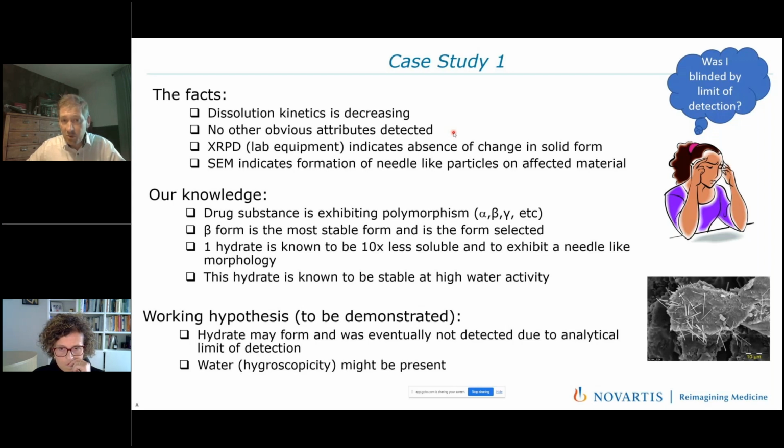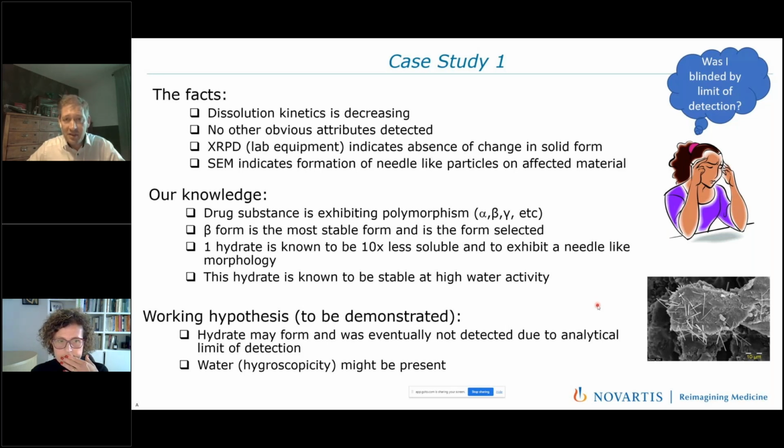And we looked at the properties of the drug substance itself. It shows polymorphism. We had selected the most stable form, and we knew that one hydrate could exist, and that this hydrate has much lower solubility compared to the form that was used. And also the morphology of the hydrate was known to show needle-like particles. So we told ourselves, okay, we understand what the problem is. Eventually, we don't understand why the hydrate is formed.